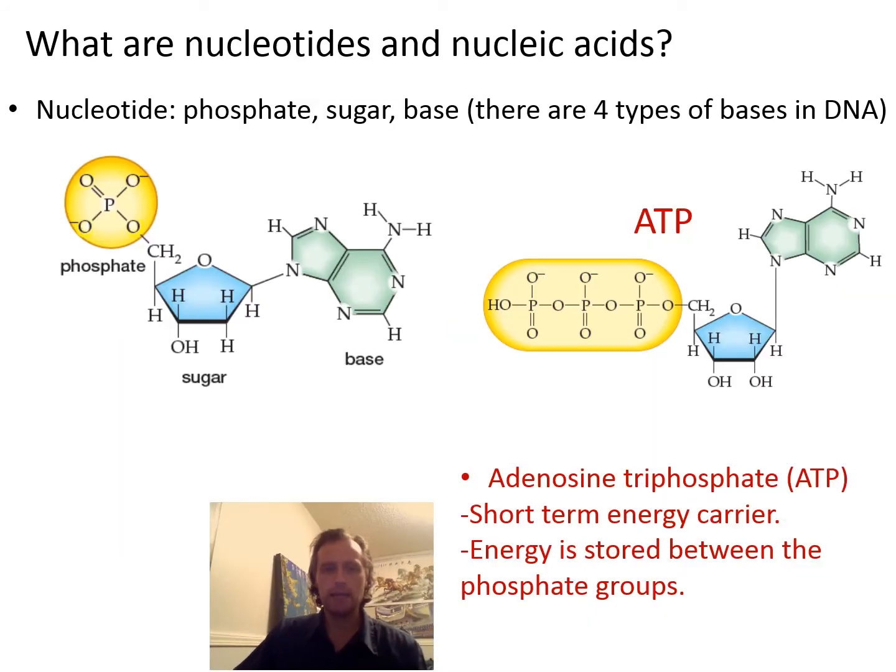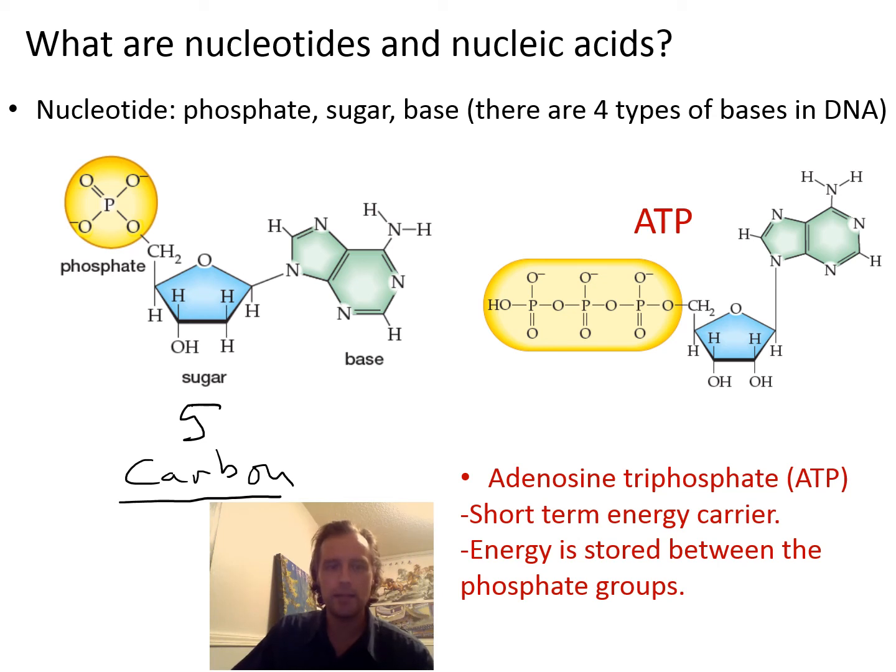What are nucleotides and nucleic acids? So we already mentioned deoxyribose and ribose. They are 5-carbon sugars. I didn't mention that last time. Deoxyribose is 5 carbons. Ribose is also 5. So let's take a look at this one first.